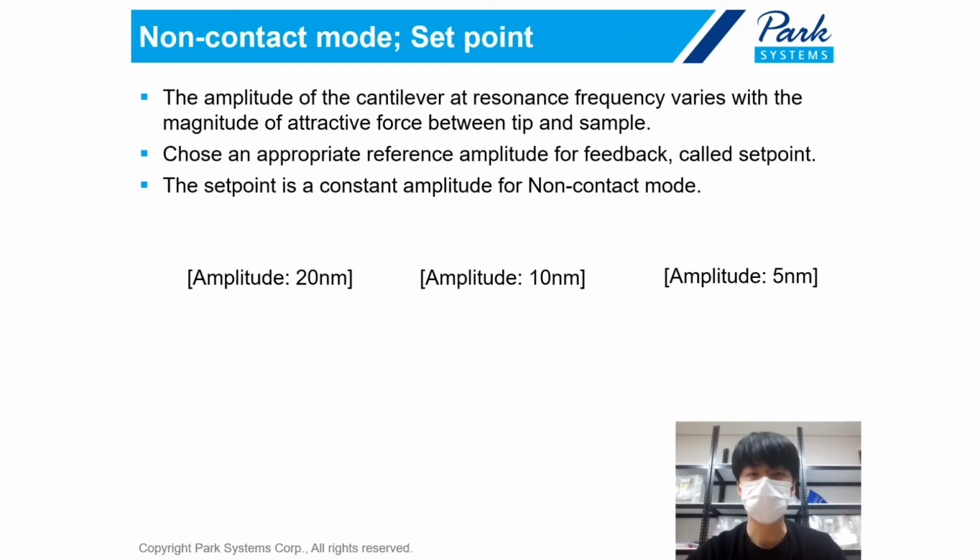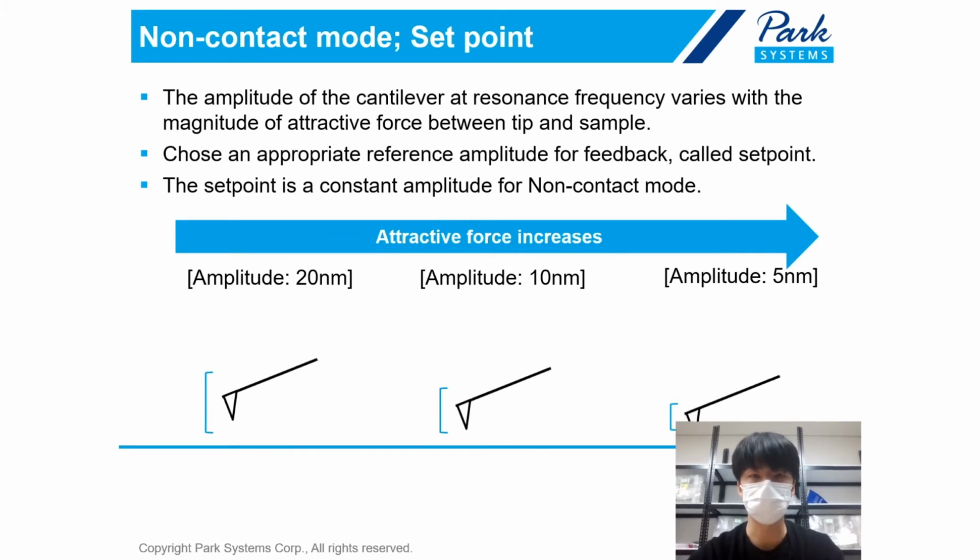In non-contact mode, the amplitude of the cantilever at resonance frequency varies with the magnitude of the attractive force between the tip and the sample. For example, when the tip gets closer to the sample, due to the increase of attractive force, the amplitude just decreases like this. So we can choose the proper reference amplitude when we measure in non-contact mode.